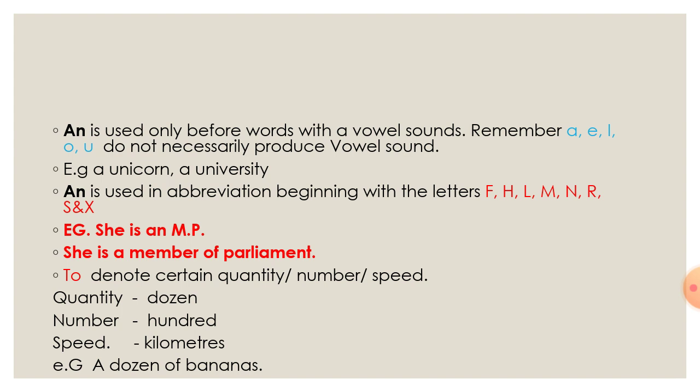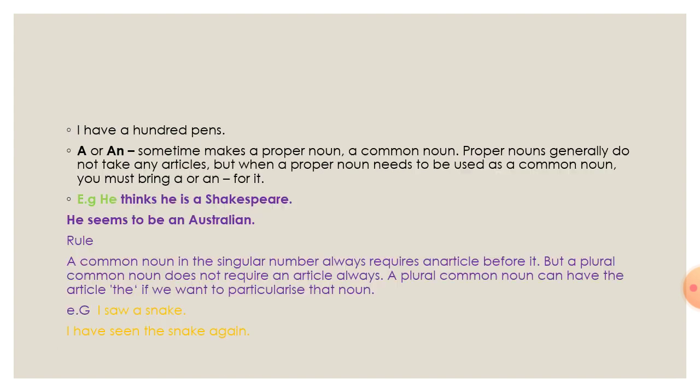A and an are used to denote certain quantity, numbers and speed. Quantity in dozen, number in 100,000, etc. Speed in kilometers. For example, a dozen bananas. Second example is: I have a hundred pens. A few words that denote the numbers of countable nouns, such as hundred, thousand, million, dozen, couple, etc., take a.